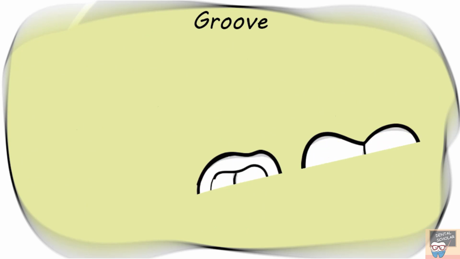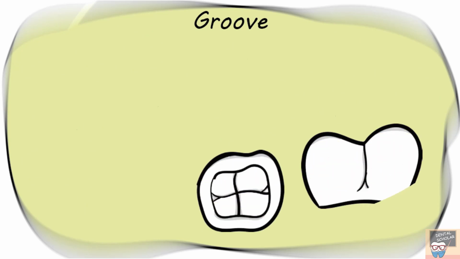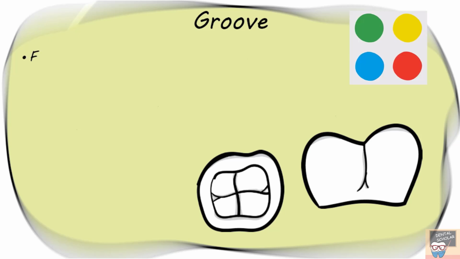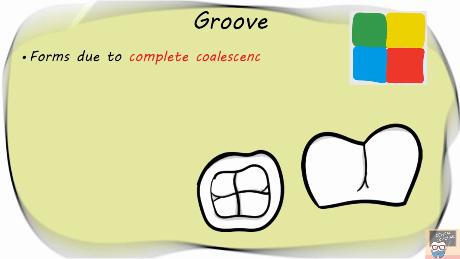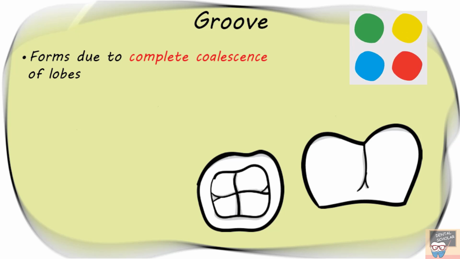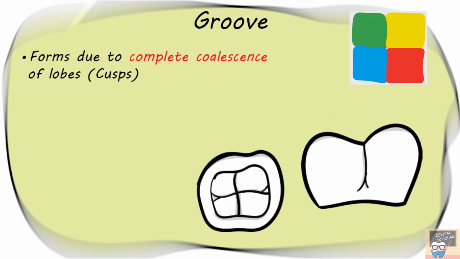So let's now go to the grooves. A groove is a long, narrow indentation in a surface. Grooves on crown are formed due to complete coalescence of the lobes. And as you know, a lobe is a primary growth center of the cusp. So during growth, when these lobes coalesce with each other completely, then a groove would form. And if this coalescence is incomplete, then a fissure would form.